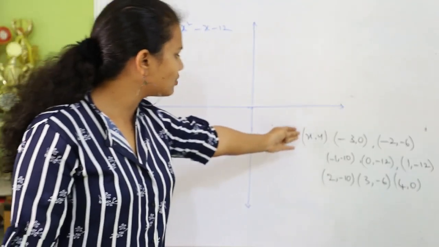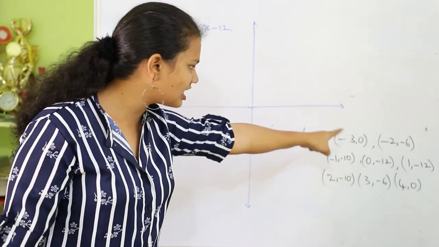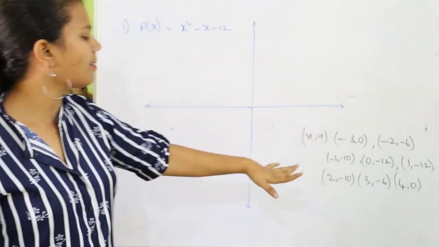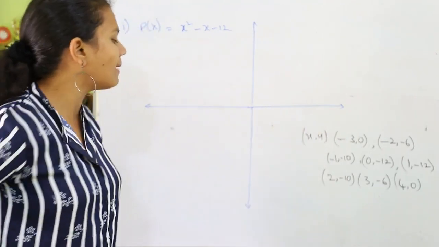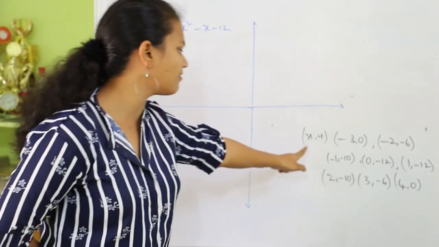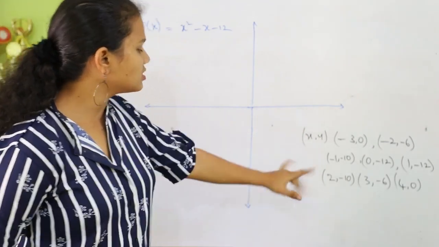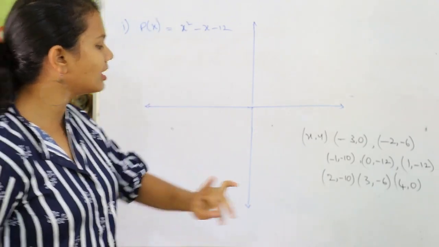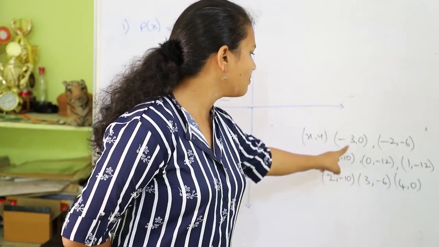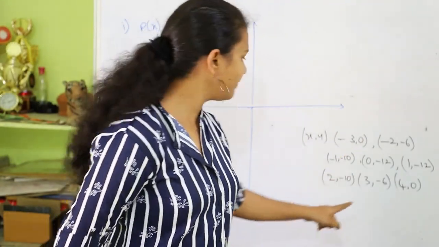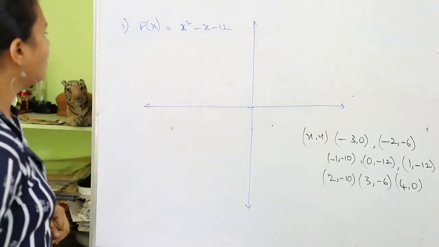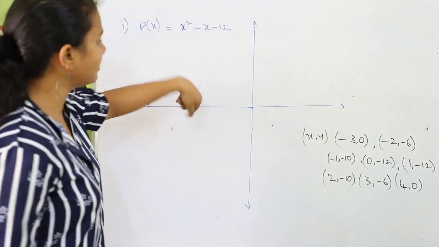So these are the x comma y values: minus 3 comma 0, minus 2 comma minus 6, minus 1 comma minus 10, 0 comma minus 12, 1 comma minus 12, 2 comma minus 10, 3 comma minus 6, 4 comma 0. But overall, here we can see only the two zeros of the polynomial: minus 3 is a zero of the polynomial, and 4 is also a zero of the polynomial for this given equation. Now, this is the graph that we got.